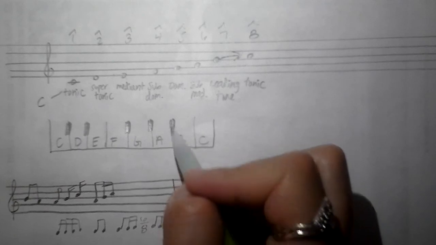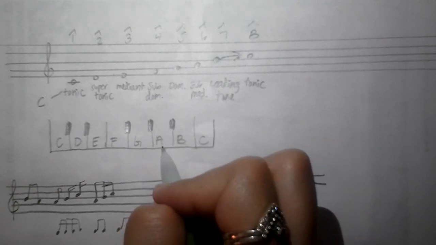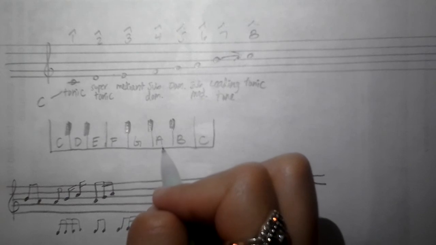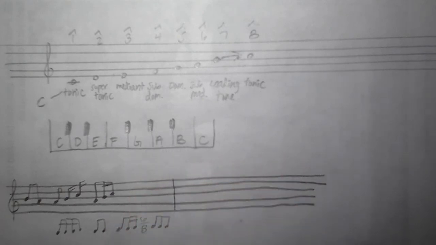So we go 1, 2, 3. We land on the A note. So the name of the minor key is going to be A minor.